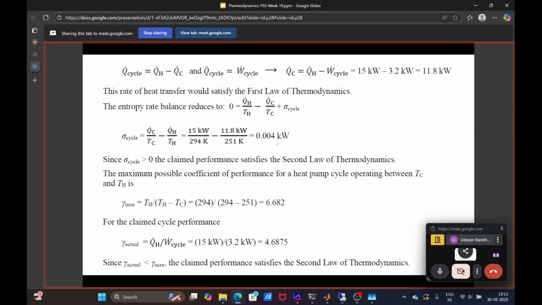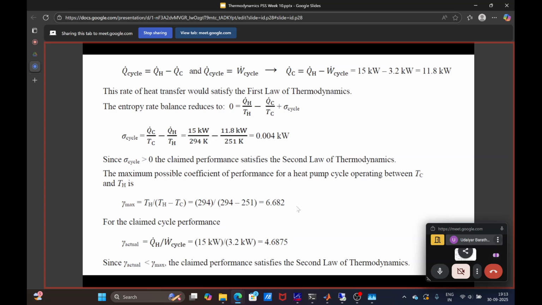The second way is that we know the maximum efficiency provided by a heat pump or any cycle is lower than the Carnot efficiency or the reversible cycle efficiency. So the reversible cycle efficiency of the Carnot heat pump is TH by TH minus TC, and that COP comes out to be 6.682. Your hot source temperature is 294 divided by 294 minus 251, which is the ambient temperature.